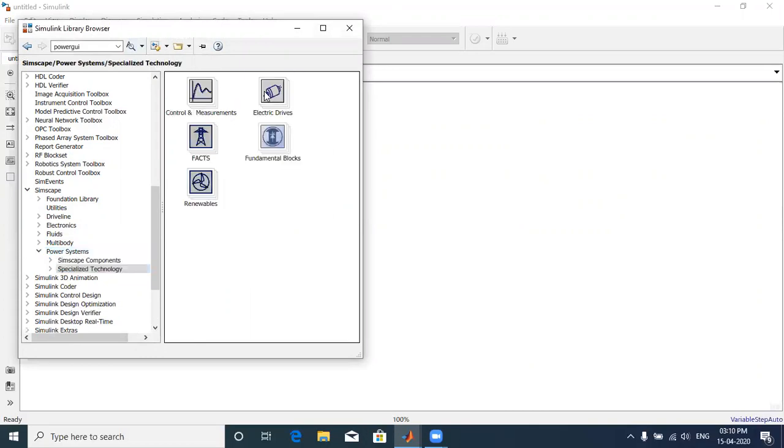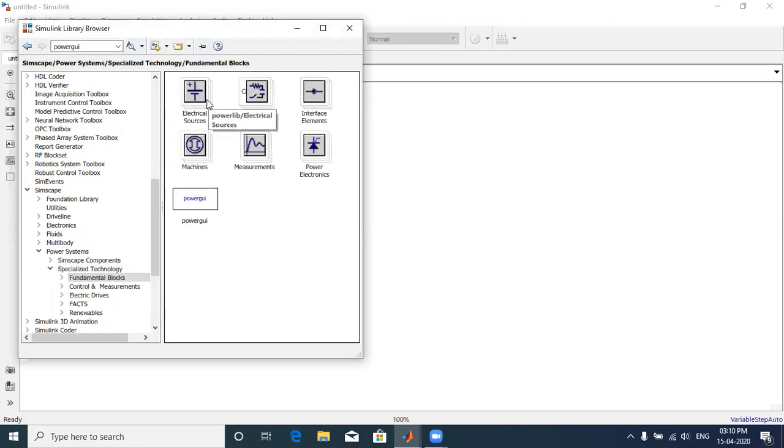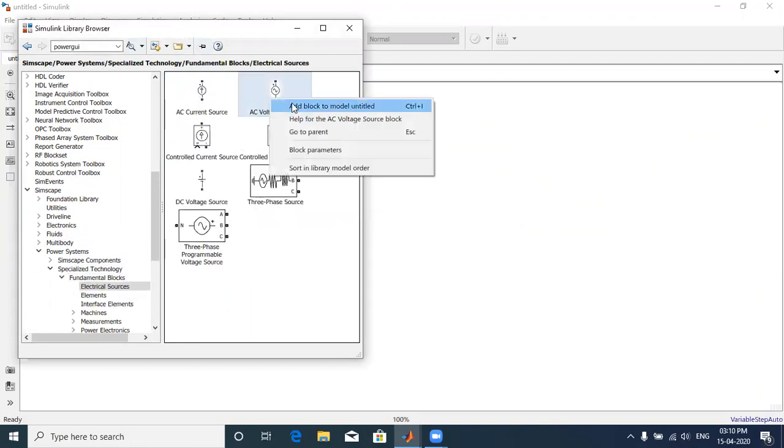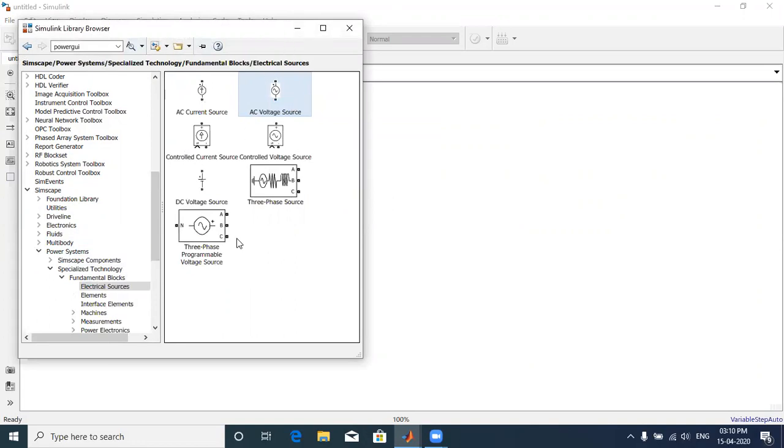In specialized technology, you will see different blocks. So go into fundamental blocks. Now we want an AC source. So go into electrical sources, place an AC source, right click on this, add the block to your design.